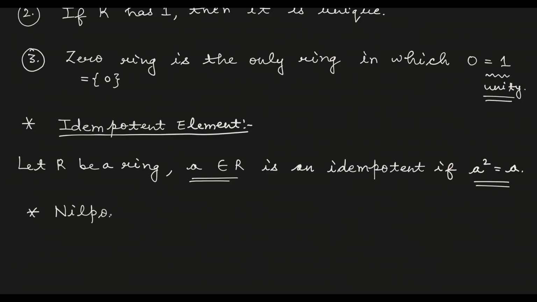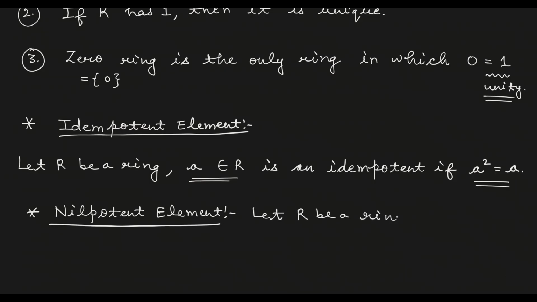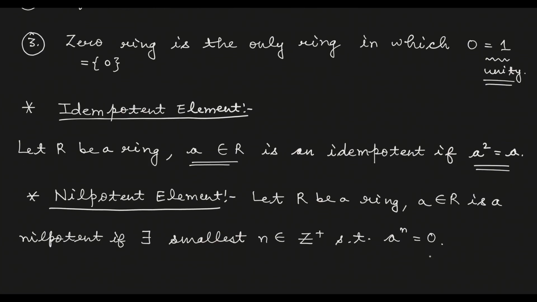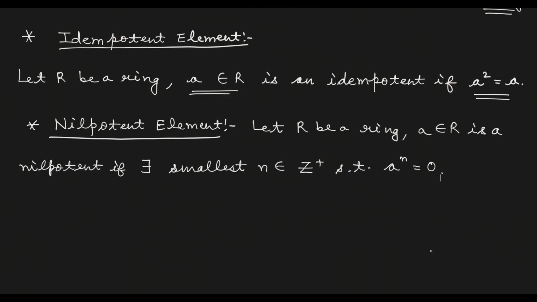Nilpotent element. Let R be a ring. a belongs to R is a nilpotent if there exists smallest n belongs to Z plus such that a to the power n is equals to 0. So these are idempotent and nilpotent.